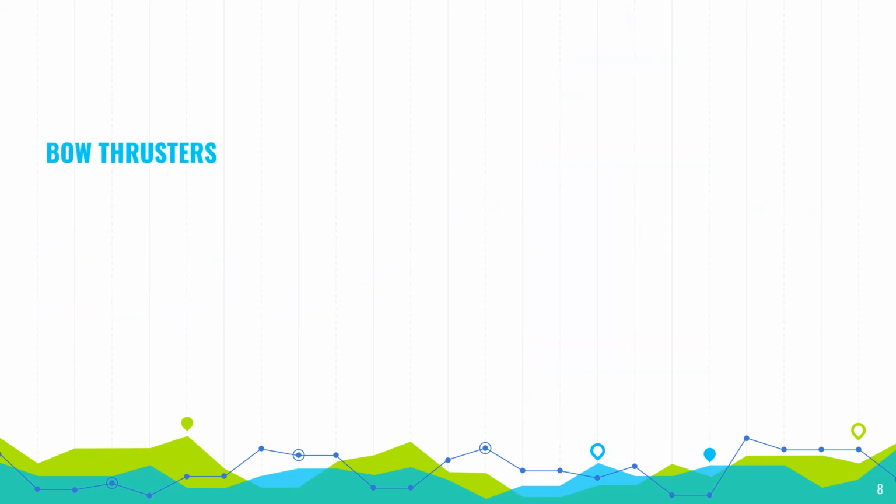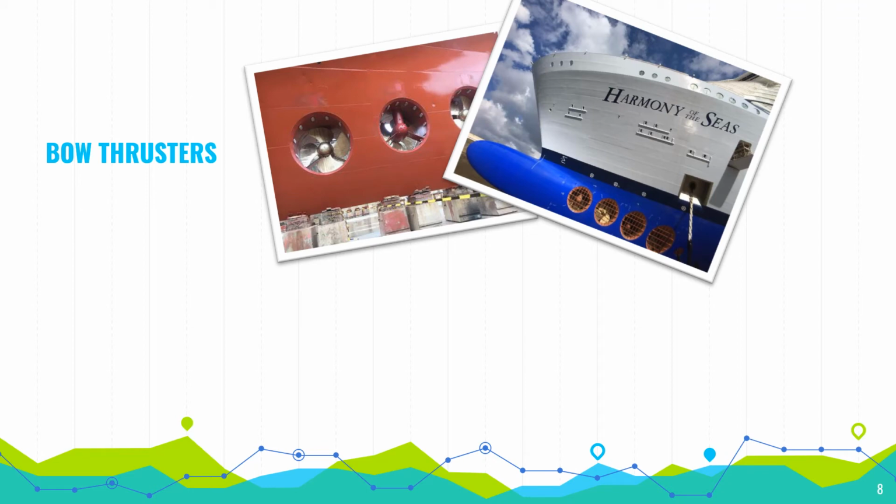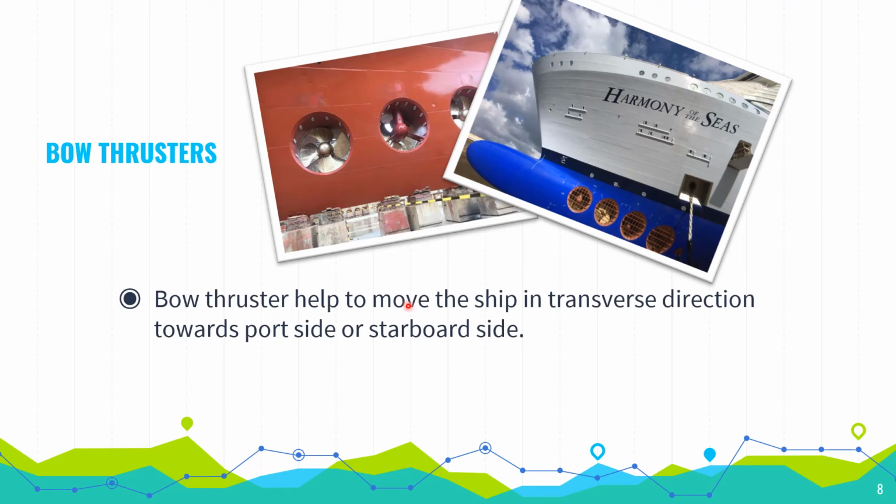Now move forward to the bow thrusters. So these are the bow thrusters present at the bow side of ship. Bow thrusters help to move the ship in the transverse direction, either toward port side or starboard side.